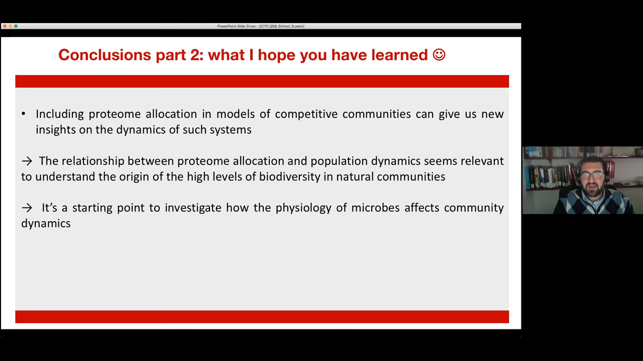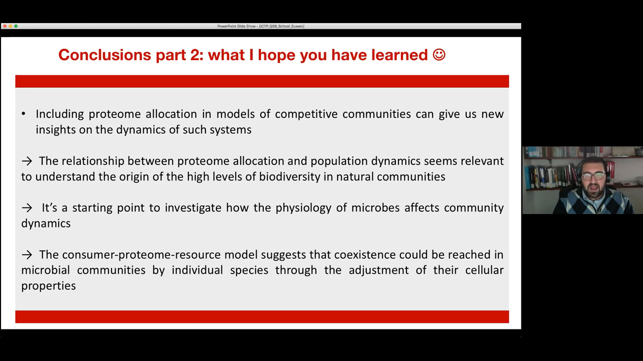We are very excited about this, because we think this is really an opportunity. All the questions that we will probably ask now are open questions, because this was done in the last few months. But this consumer protein resource model suggests that coexistence could be reached by self-organized adjustment of cellular properties of the species itself.